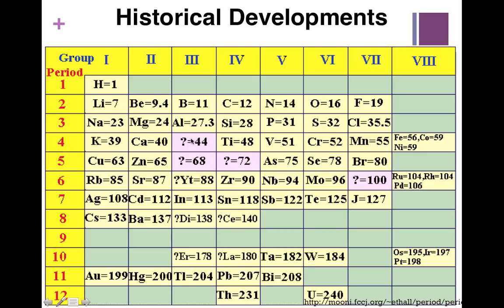And you also notice that he had missing ones. He found gaps in his table, and so what he did is he predicted what their atomic mass would be, and he predicted that one day we would discover these elements. And just like you trying to guess what the alien is going to look like, he guessed what the elements were going to look like.